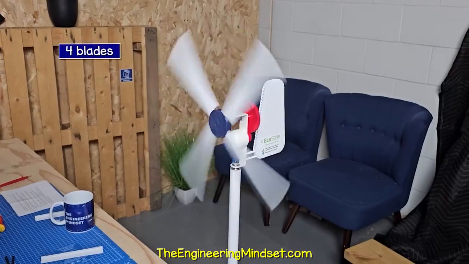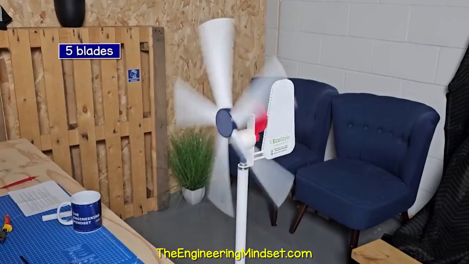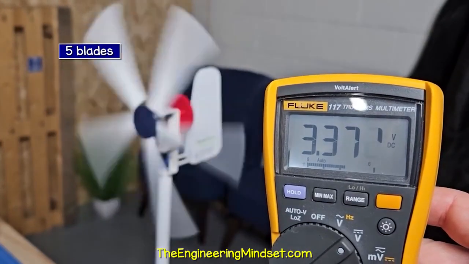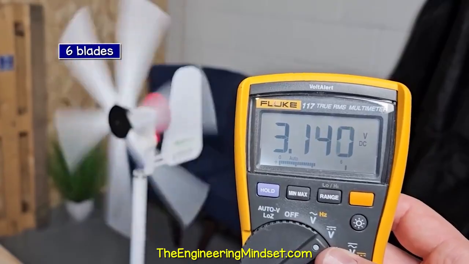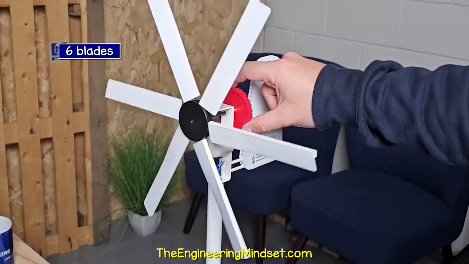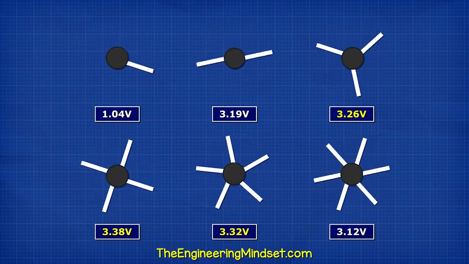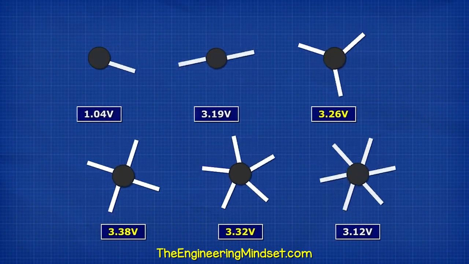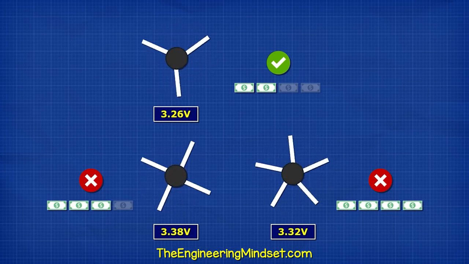With four blades, it again produces a slightly higher voltage. But with five blades, the voltage has started to drop slightly. And at six blades, again, this produces an even lower voltage, but it is very hard to stop. So the 3, 4, and 5 blade versions produce the most energy. The 3 blade version is very stable, and it also costs the least to build. So this is the obvious choice.